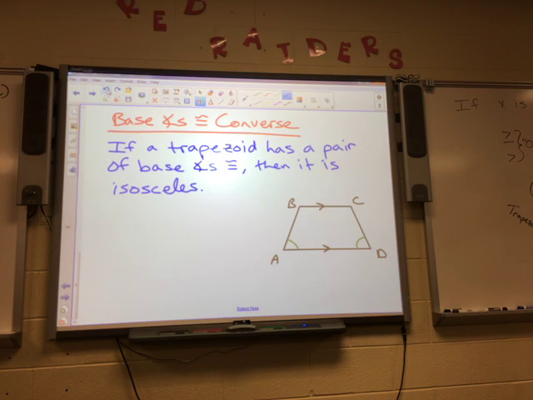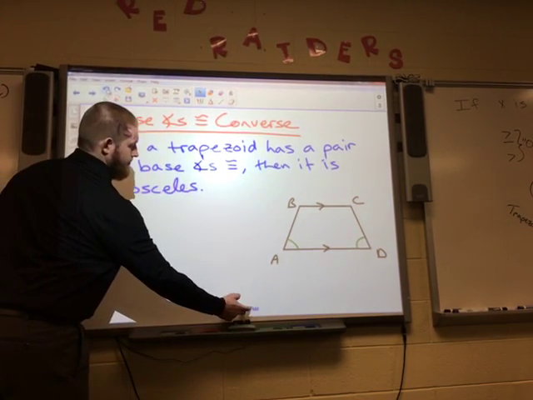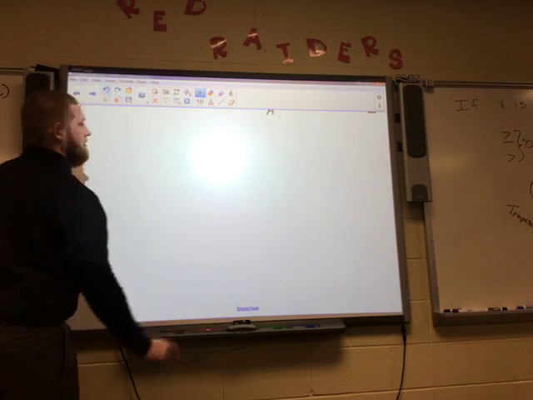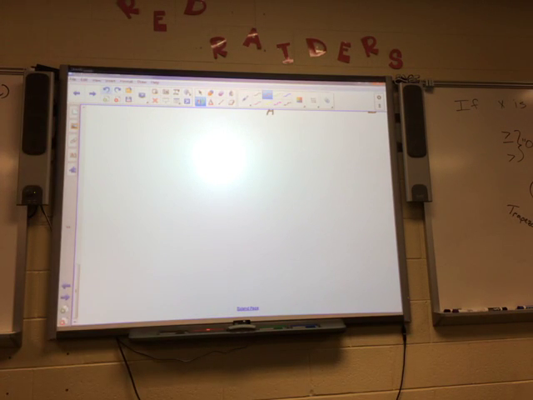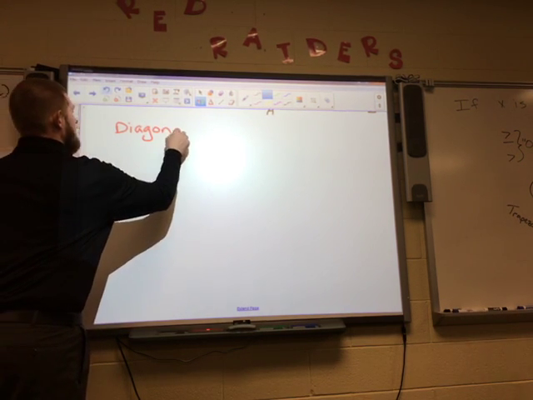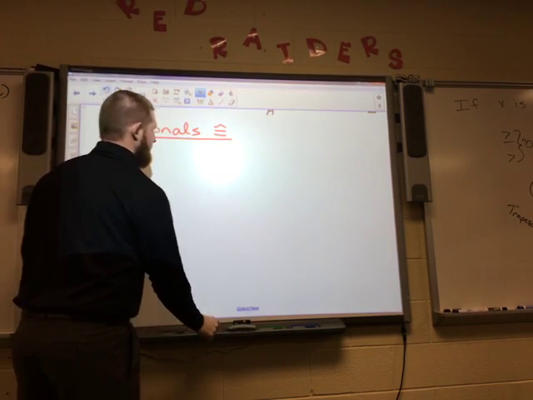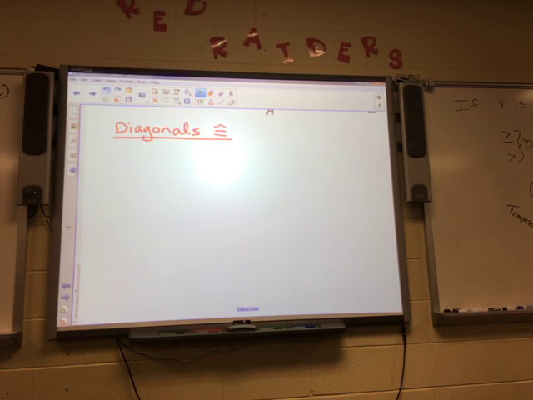Okay, questions on that one? Okay, we got one more before an example. We've got 2 theorems left. This theorem is called diagonals congruent. Now, do we already have a theorem called diagonals congruent? Yes, but that is under which category? Rectangles. Okay, this one is going under trapezoids.